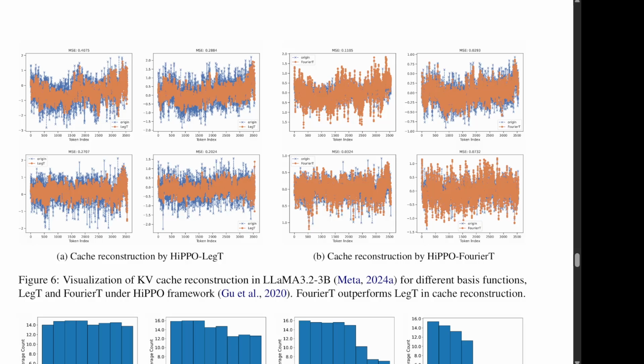Under the HiPPO framework, Fourier-T consistently achieved lower reconstruction loss, meaning it could rebuild the original signal more accurately from the compressed form. And it also led to better downstream performance on the NIAH variants. This really reinforced their decision to use Fourier-T, highlighting its superior parallelizability and efficiency for this specific compression task.